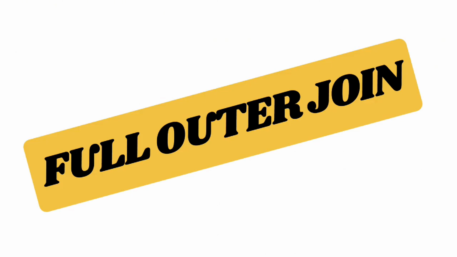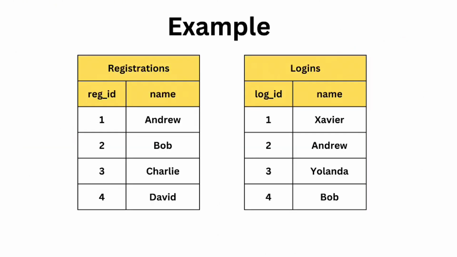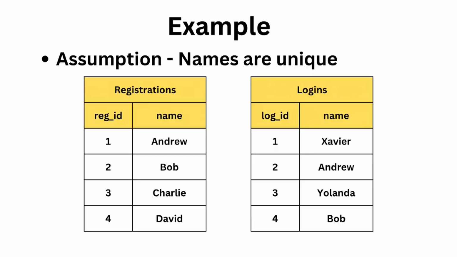So let's start with the full outer join. Now let's review the two example tables from the previous lecture series on inner joins. Recall we have these registrations and logins tables, where we have people registering for a conference, and then depending on whether or not they showed up, we have them log in on site. Here we have Andrew, Bob, Charlie, and David, or ABCD. They registered. In logins, Andrew and Bob show up. They're present in both tables. However, we have Xavier and Yolanda. They forgot to register, but they still showed up and logged in anyways.